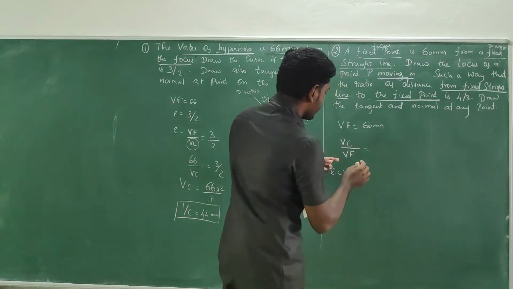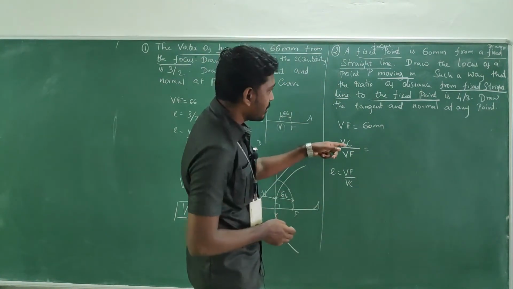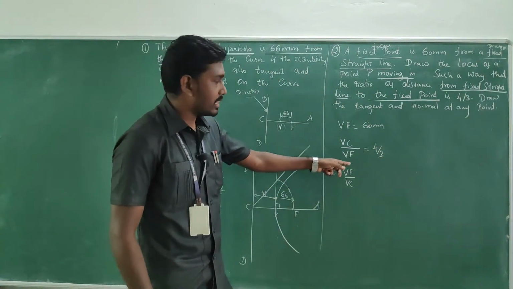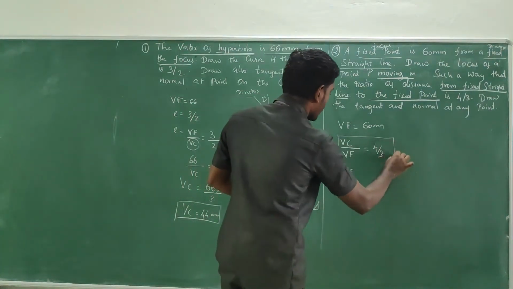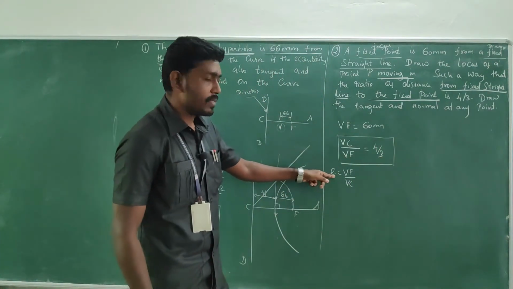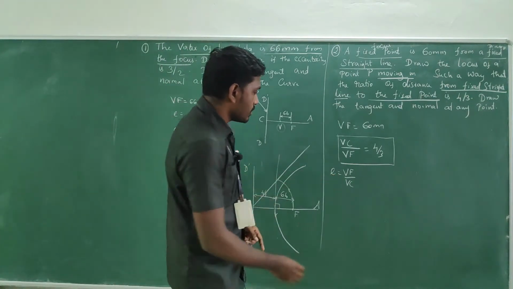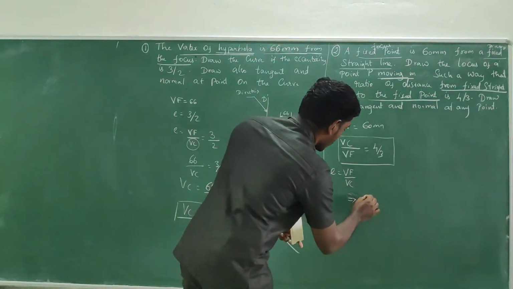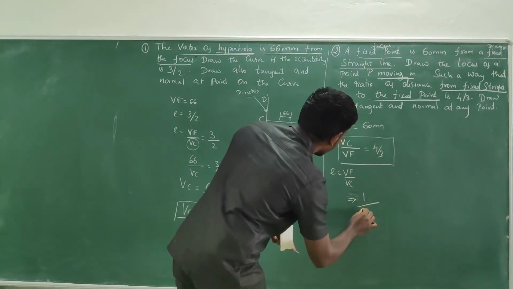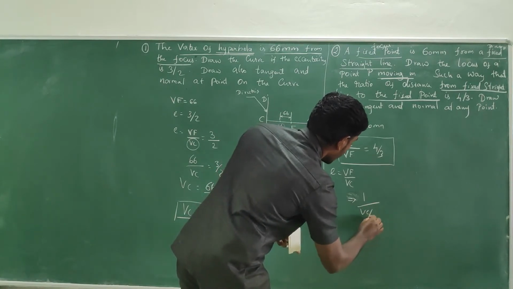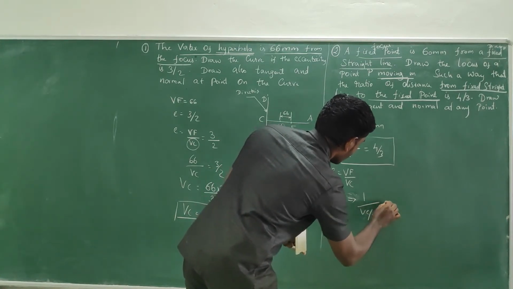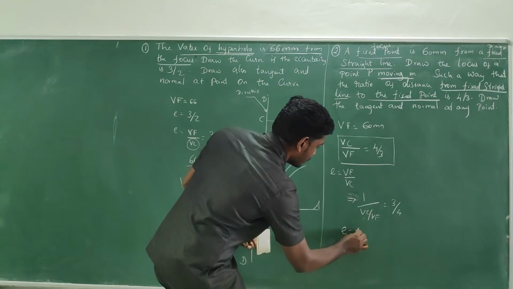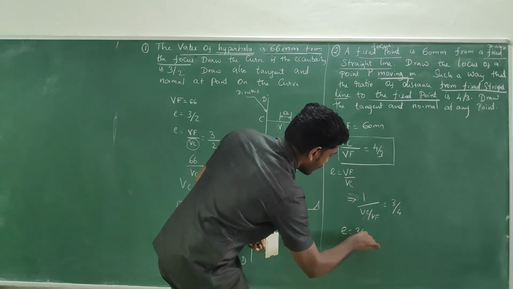So here the given ratio is just a reciprocal one, right? By taking the reciprocal of VC divided by VF, we get the eccentricity value. So that means just take the reciprocal of this. That means 1 divided by VC divided by VF. We get 3 by 4. This is the E, 3 by 4.